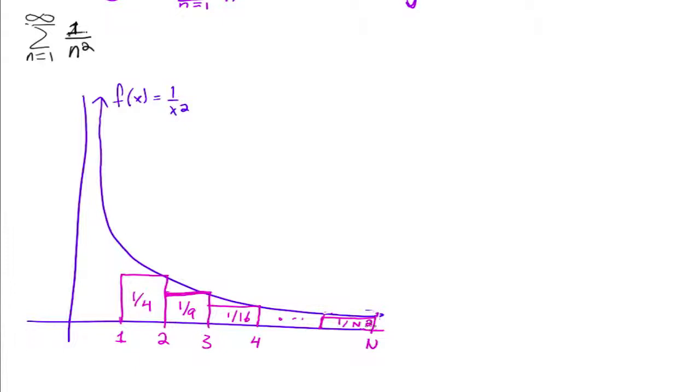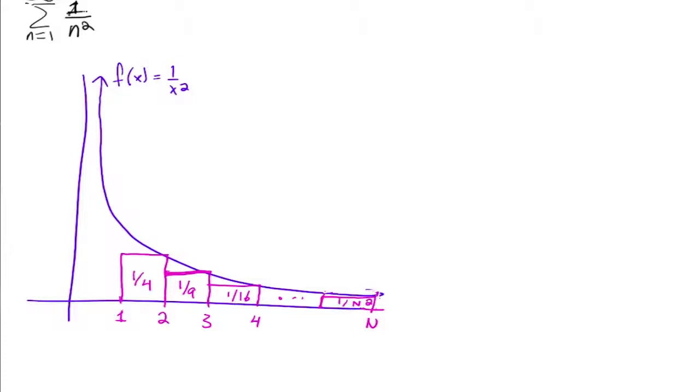So notice, is this S sub n, my partial sum of my series? If I write out a few of the terms, what would be the very first term? 1, right? Plus 1/4 plus 1/9 plus, and so on and so forth, right?